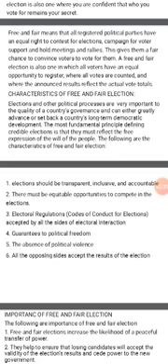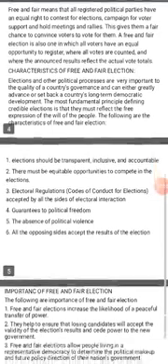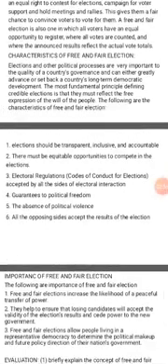Election and other political processes are very important to the quality of any country's governance and can either greatly advance or bring setback to a country's long-term democratic development. So here are some of the characteristics.